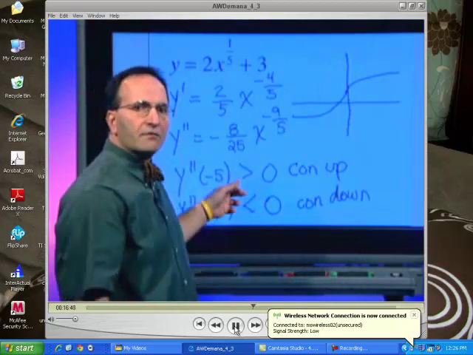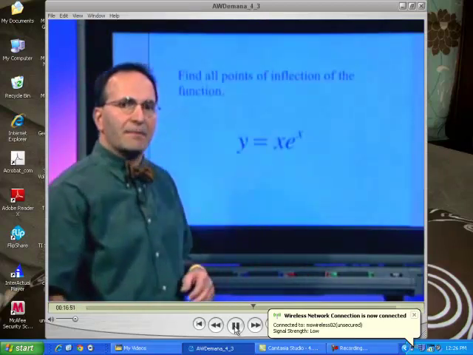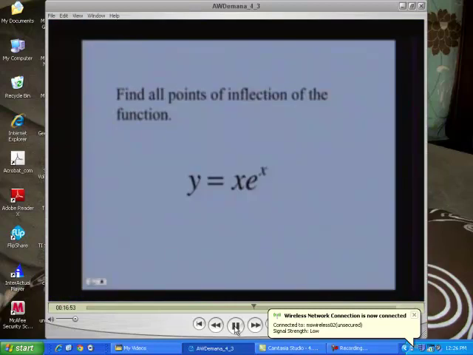Let's try another example. Let's find all the points of inflection for the function y equals x times e to the x power.